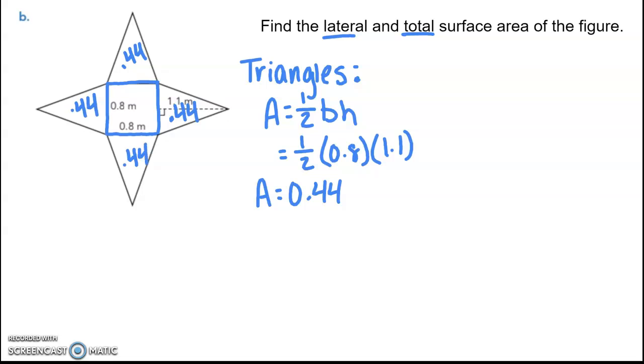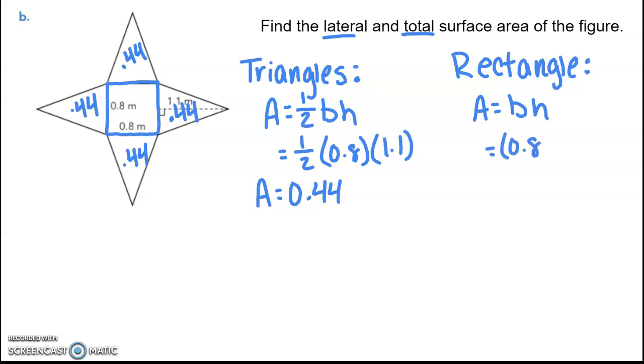And now I just need to find the area of the square that's in the middle. Remember, we have to use the formula for a rectangle. Whenever I look at the formula for a rectangle, that is A equals base times height. The base is 0.8. The height is 0.8. Multiply those now. You should get that your area is 0.64. So right here in the middle, this is 0.64.